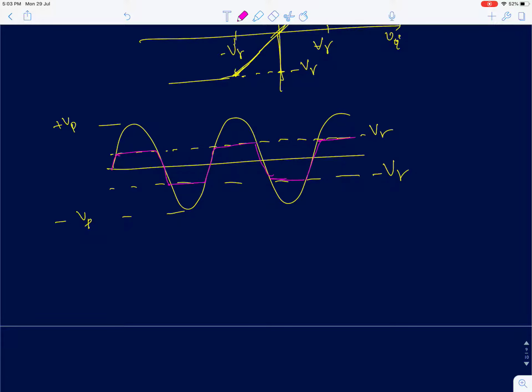Okay, so it clips in both directions. It clips the waveform in both directions. We will go into much more detail when I'm analyzing different applications of diode circuits. Here I just wanted to show the effect of the models, how you predict the outputs very easily using the models.